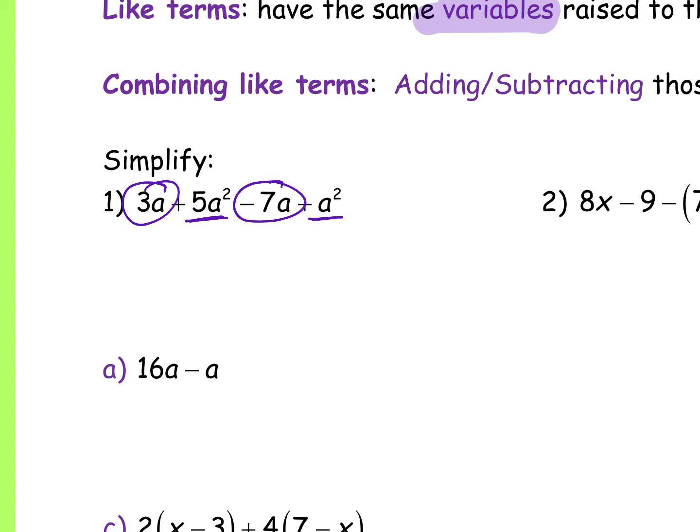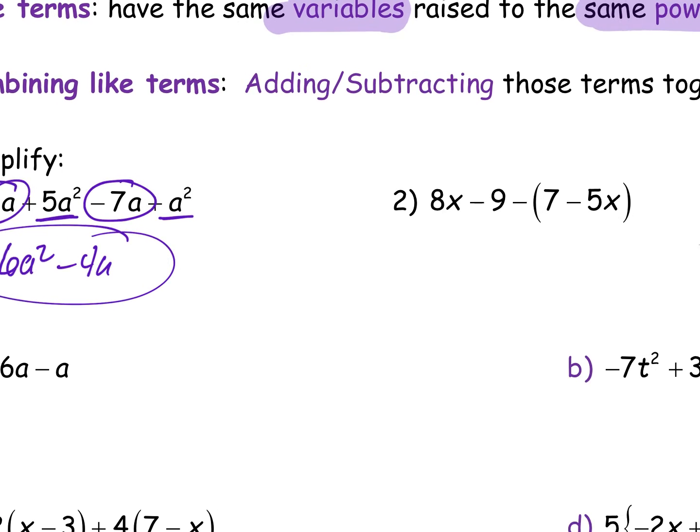Notice there's no equal sign. I'm not changing the sign. I'm just adding or subtracting them together. So 5a squared plus a squared gives me what? 6a squared. Very good. And 3a minus 7a gives me negative 4a. And that's it. Done. Okay?